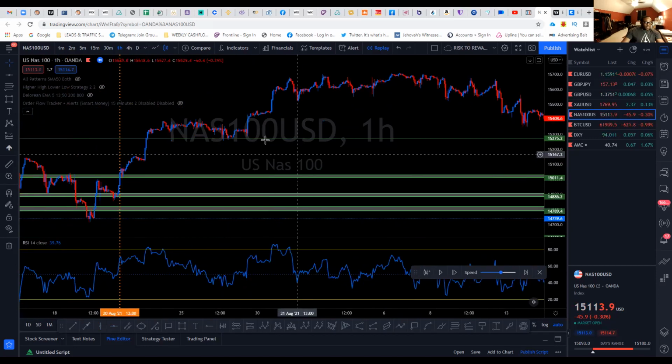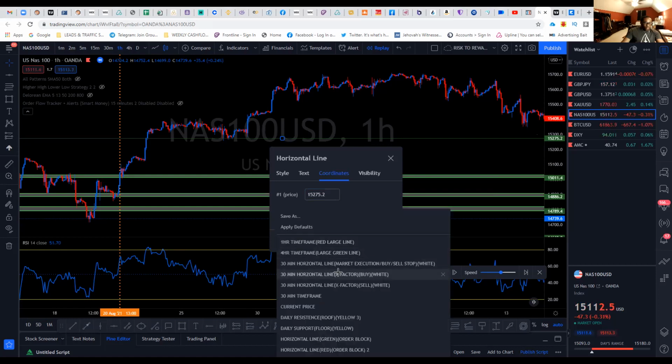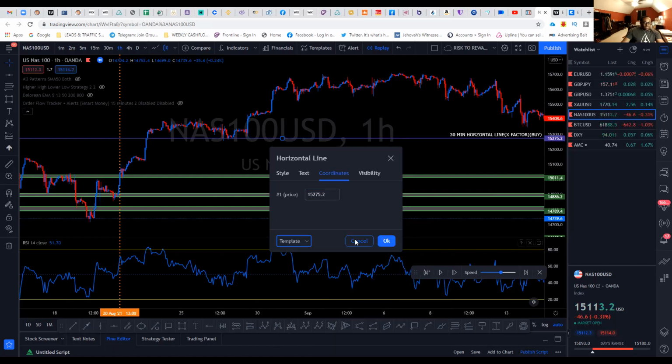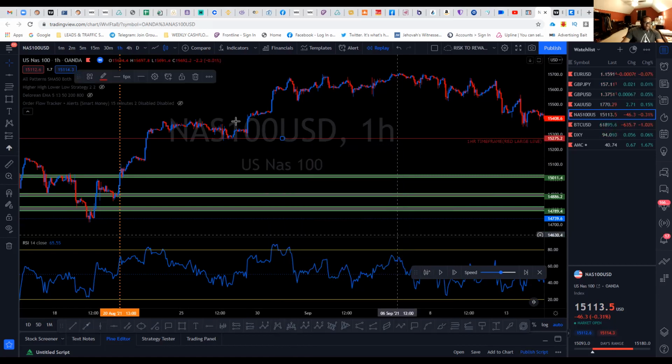I want to actually make this color white, which is, nah, not that one. Let's see. Yeah, we can make it red. That's fine. We'll just make this red.